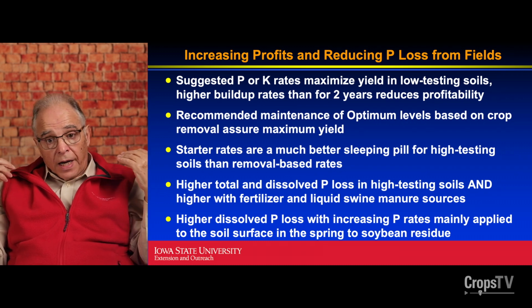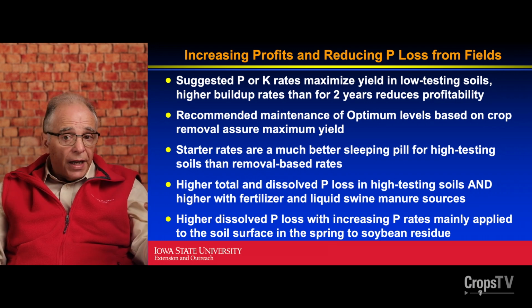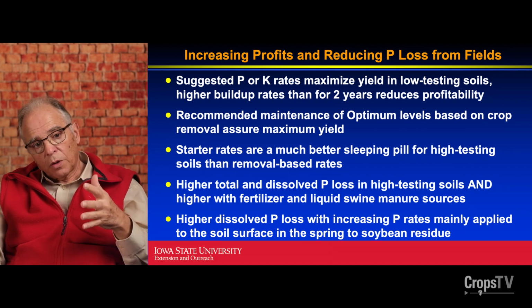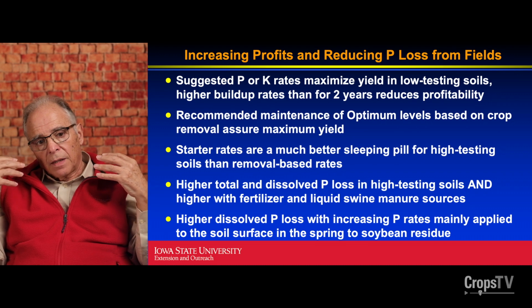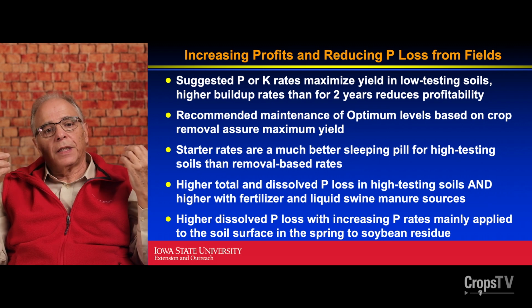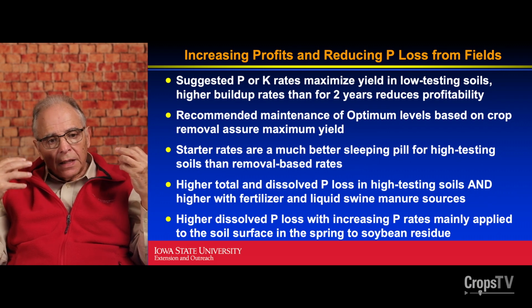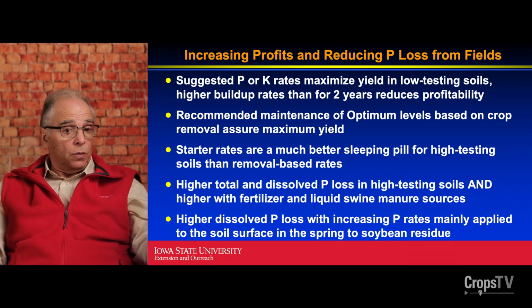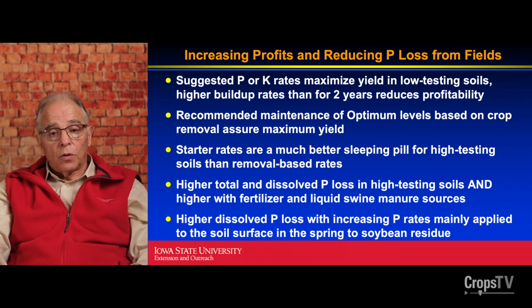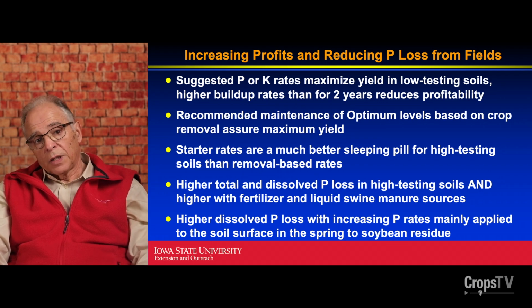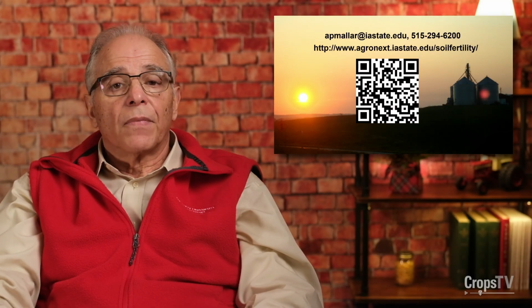And then we have higher dissolved P loss with increasing P rates, mainly applied to the soil surface in the spring or in winter to soybean residue. So my intention was that you go into the basics of why we do things. What is the concept behind the recommendations, and what does the farmer want to do? Okay, in order to be able to achieve good profitability and reduce phosphorus losses from fields and water quality impairment. And with that, thank you very much.